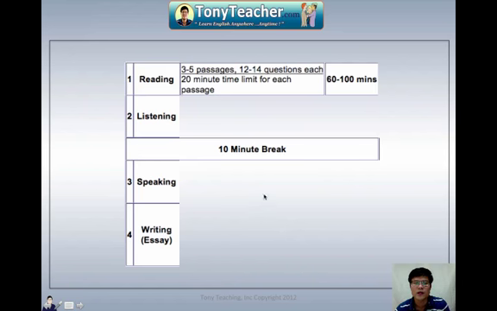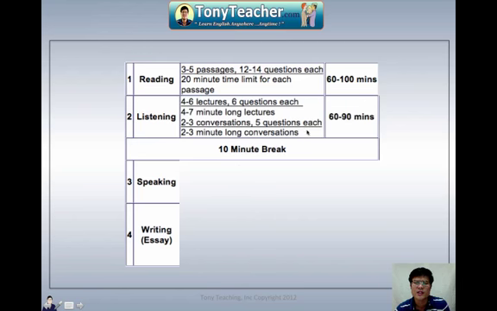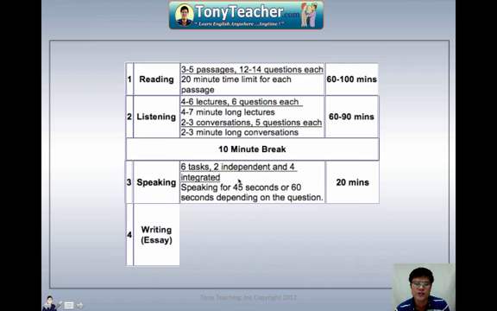So again, reading 3 to 5 passages, 12 to 14 questions each. So it's about 60 to 100 minutes long. Listening is about 60 to 90 minutes long, and you'll be given about 4 to 6 lectures and 2 to 3 conversations. Make sure to take very good notes to refer to when you answer your test questions.